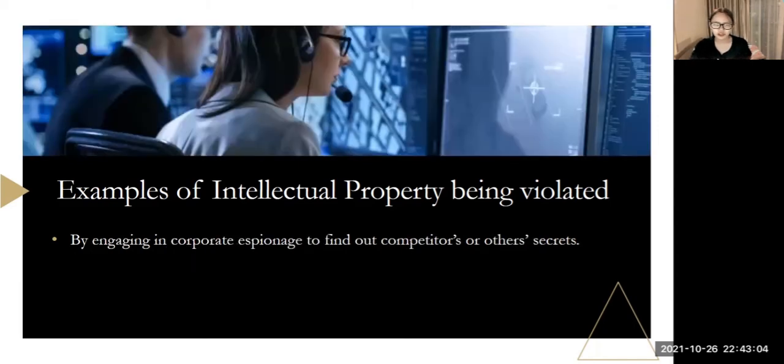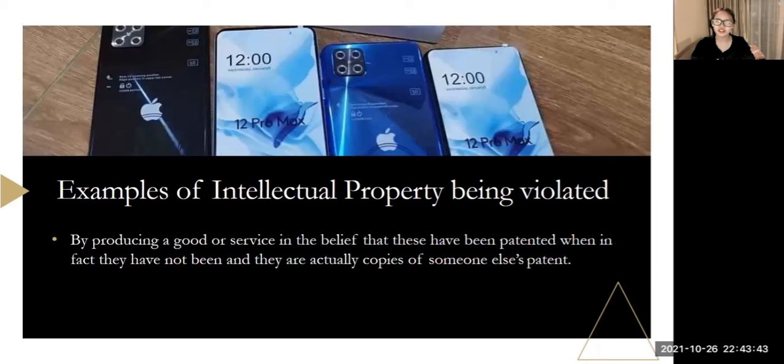Next is by engaging in corporate espionage to find out competitors' or others' secrets. So, ayan, may yung mga espiya or spy na sinasabi nila sa ibang company para malaman yung ginagawa ng kalaban nila. For example, lalo na pag may competition silang dalawa, may isang employee na ipapasok nila doon sa company na kalaban nila para malaman kung ano yung plano, yung sekreto na ginagawa nila para magaya. So, yan. So, violation yan.